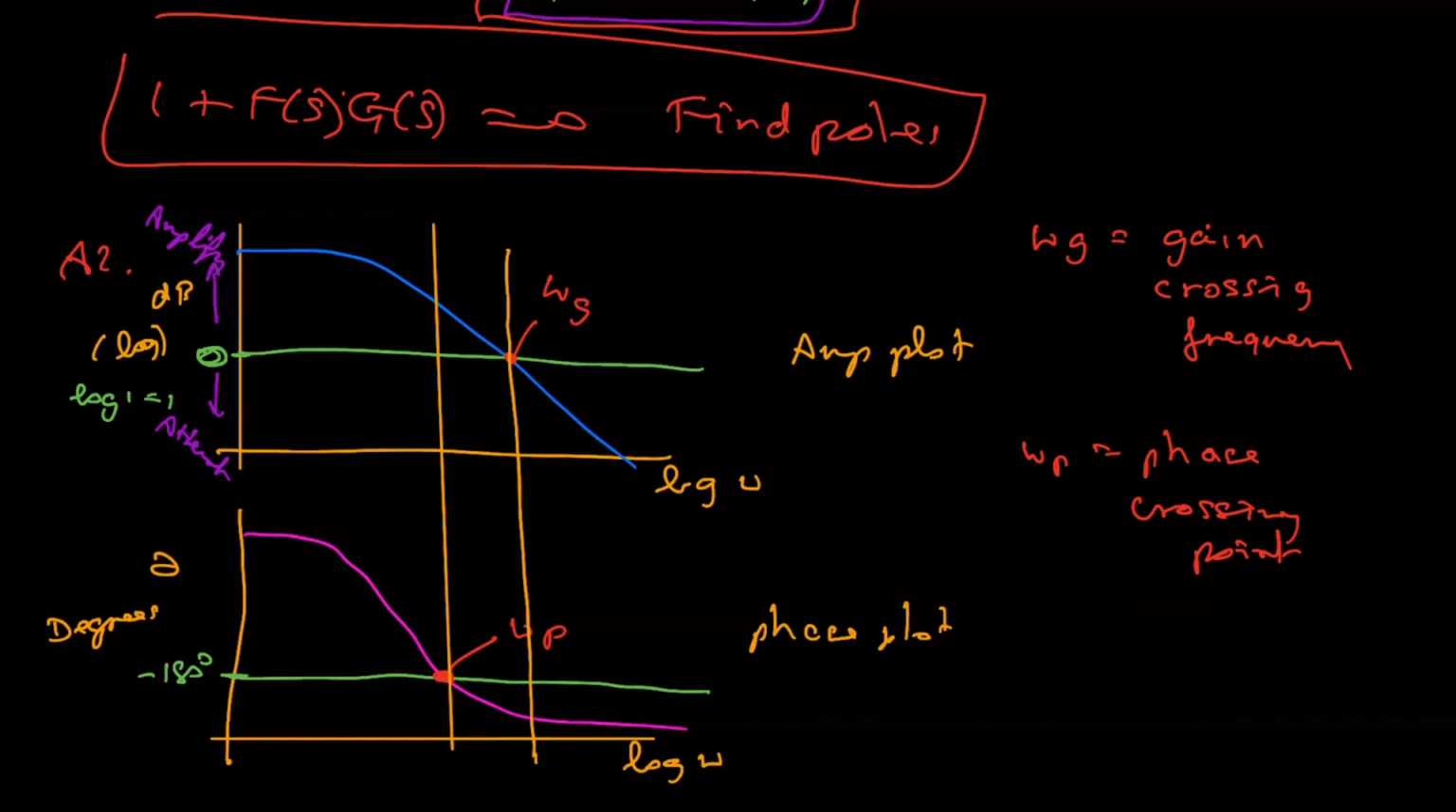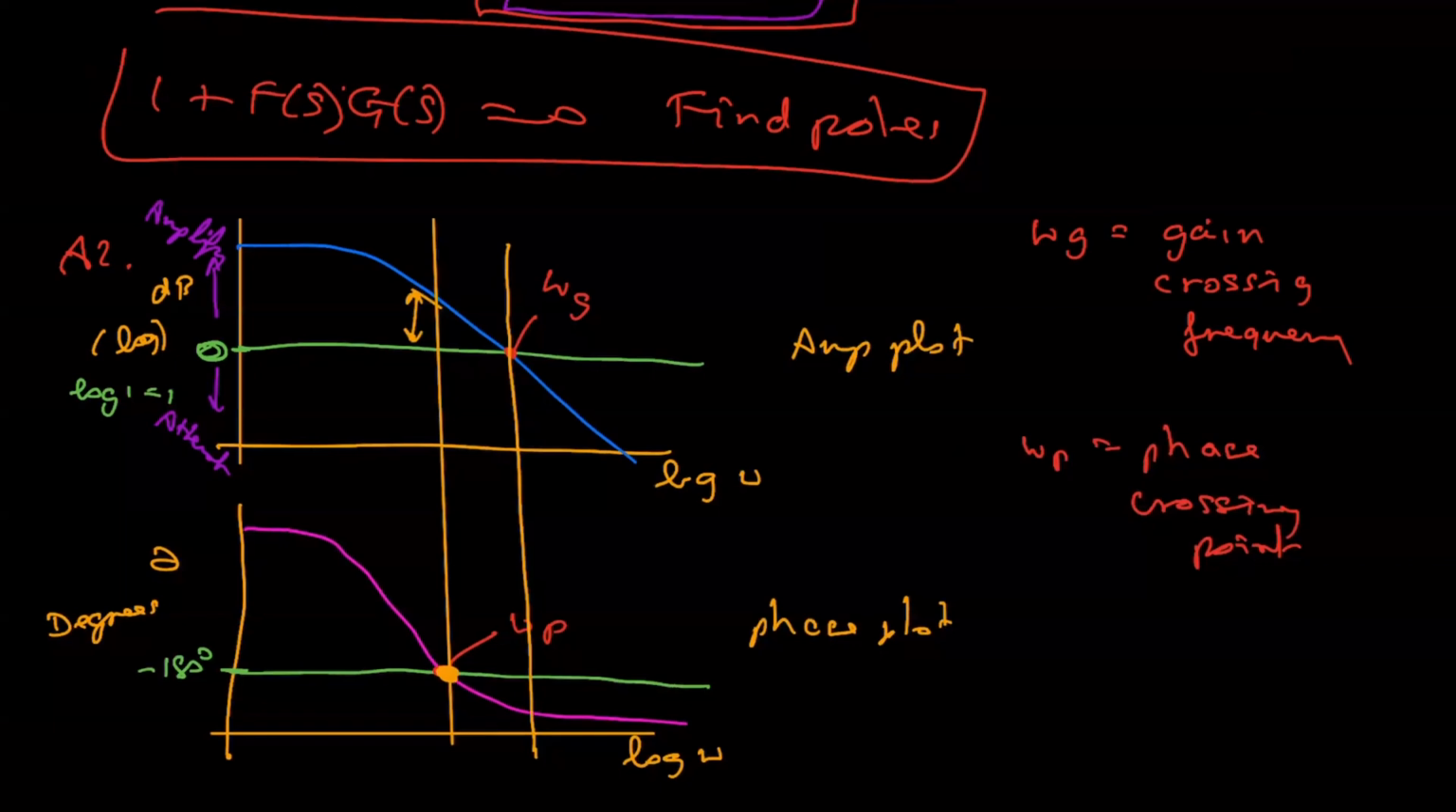Now you probably should spot that this system is actually unstable. And the reason it's unstable is at the 180-degree line, you notice that the blue line intersects above 0, and so that means it's amplifying. So not only do we have a minus 180-degree shift, but we're also amplifying, and that's bad news. So it's unstable.